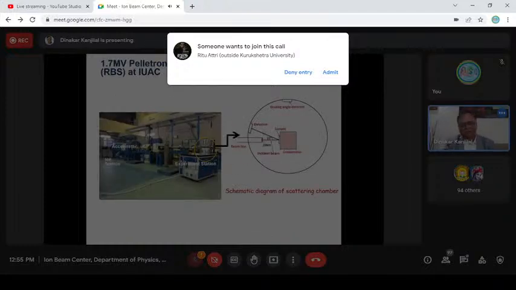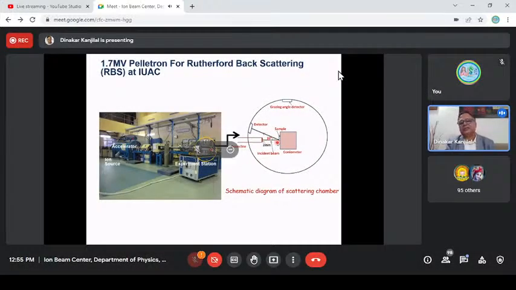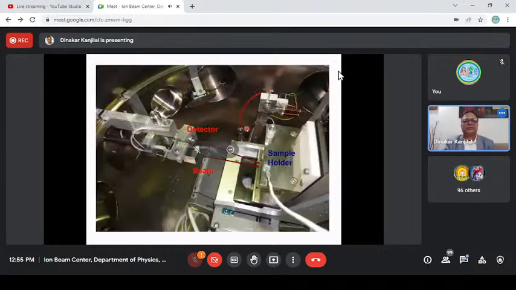In IUAC, there are quite a few RBS systems in the country now. Channeling will also come a bit quickly. So for Rutherford backscattering, this is an accelerator, and then this is a chamber where it is measured. This is the sample. A goniometer moves and rotates the sample accordingly, and the detector catches the backscattered species, and you analyze it. There is software also available, which you can download and use.